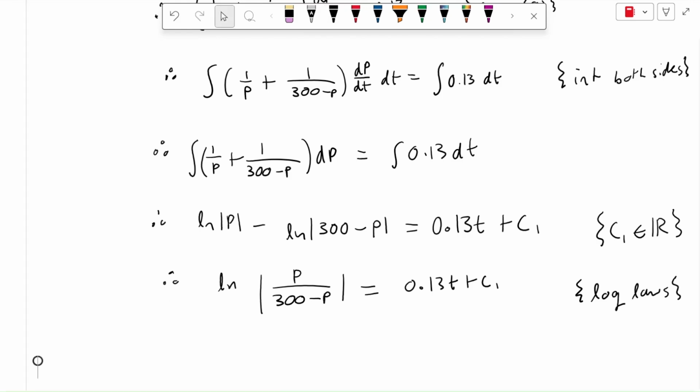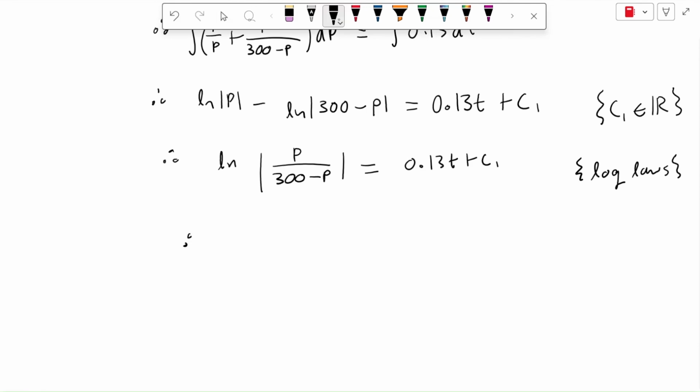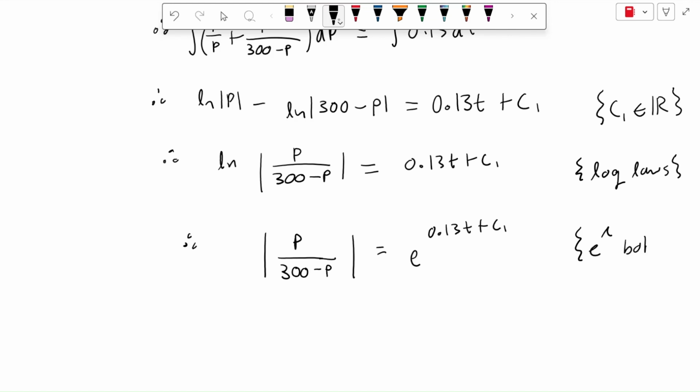Okay, then what we want is we want to raise e to the power of both sides. So e to the power of 0.13t plus c1. So maybe like e to the power of both sides.